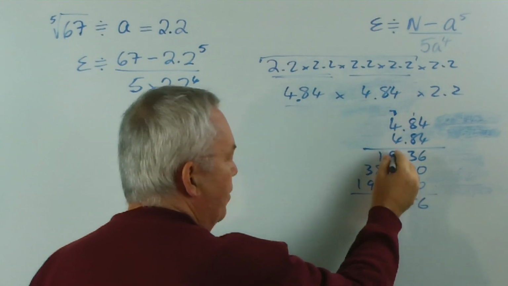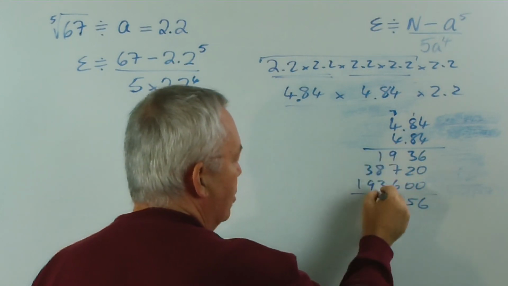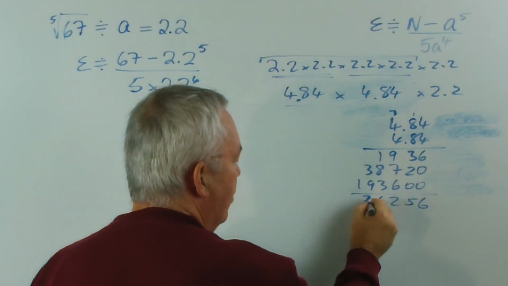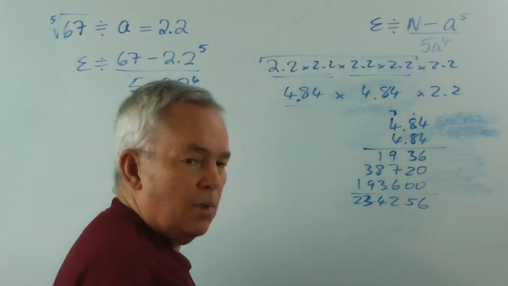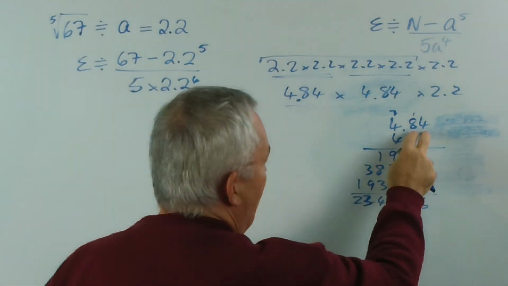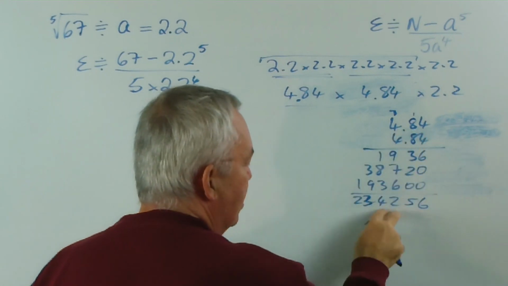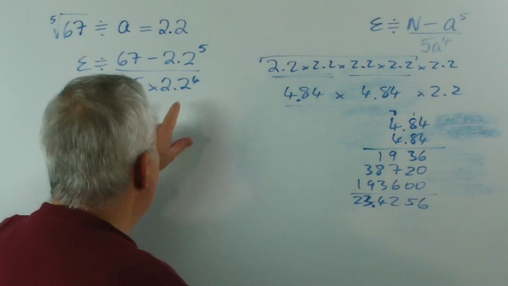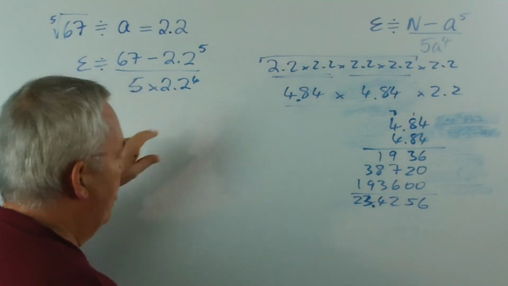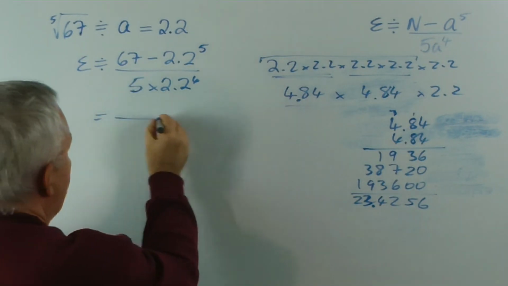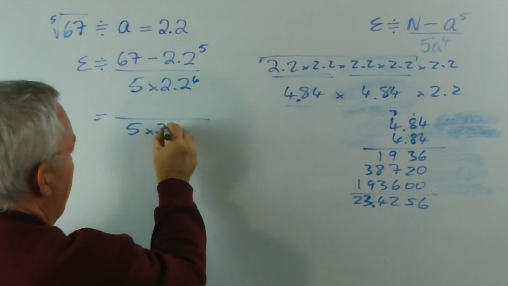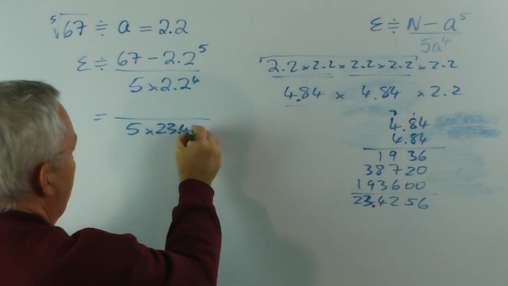Now, 16, 22, 2. I shouldn't talk while I do this because I invariably make mistakes. My brain doesn't work well if I talk and calculate. We have 4 decimal places. So this is going to be 23.4256. Let's put that in place. 5 times 23.4256.